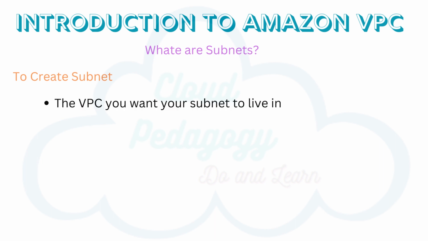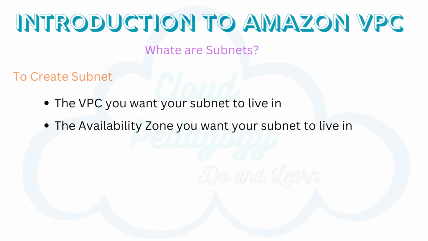So when you create a subnet, you need to choose again three settings. The VPC you want your subnet to live in, in this case VPC 10.0.0.0/16. Next, the availability zone you want your subnet to live in, in this case AZ1. Finally, a CIDR block for your subnet, which must be a subset of the VPC CIDR block. In this case 10.0.0.0/24. So when you launch an EC2 instance, you launch it inside a subnet, which will be located inside the availability zone you choose.